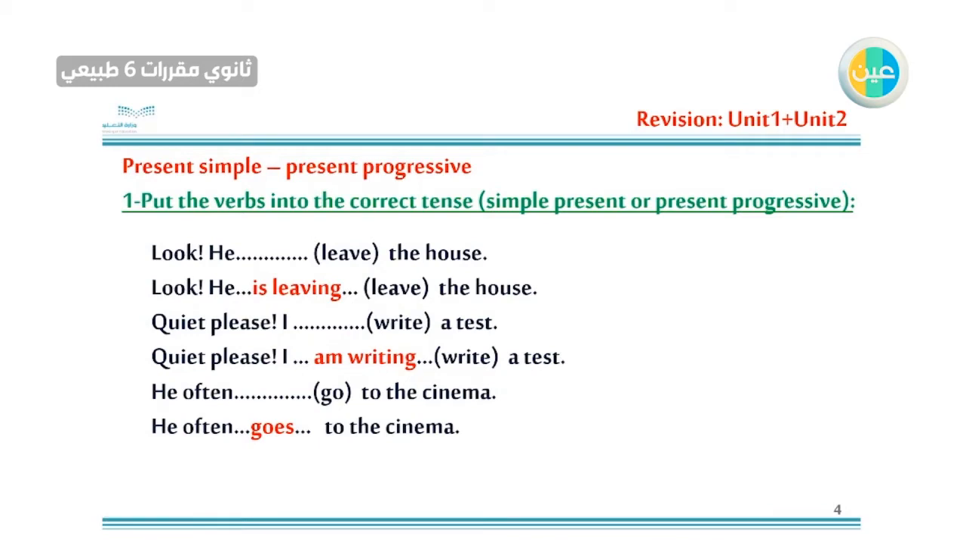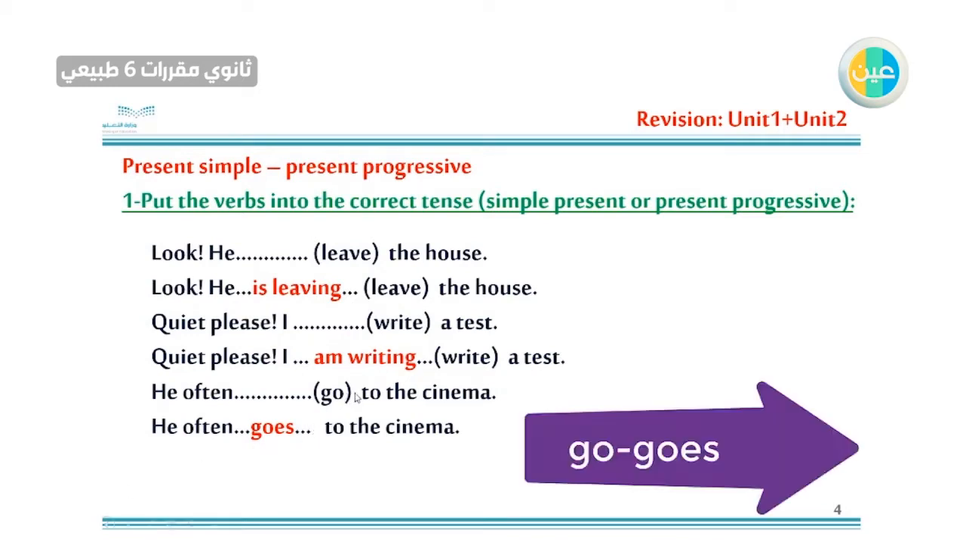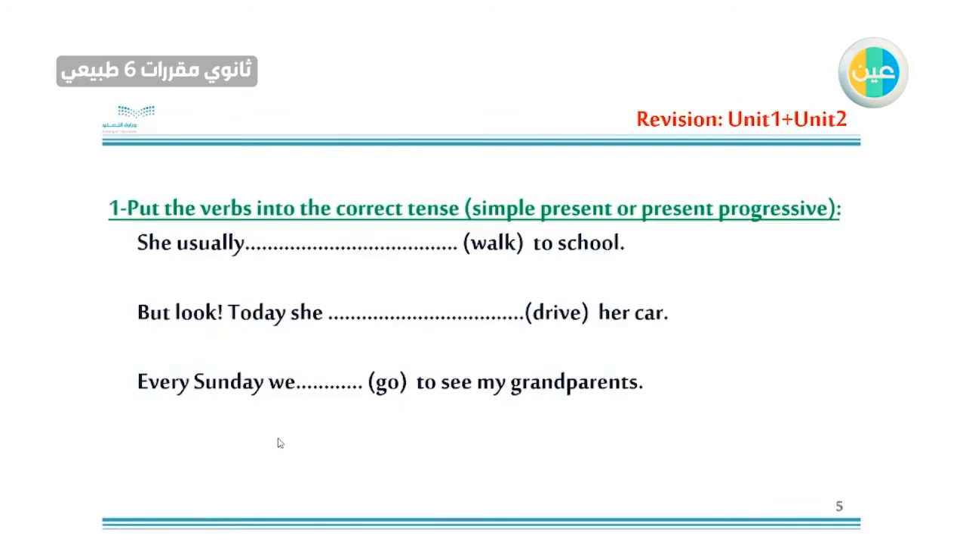And please notice that we add es because when the verb ends with o, we have to add es, not just s. Goes. She usually walk to school. From the word usually, is it present simple or progressive? Yes, for sure it's present simple, daily routine or habit. So, walks. She usually walks to school.